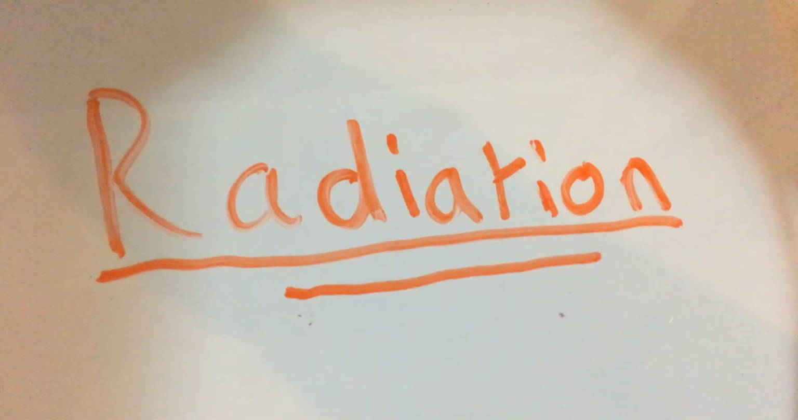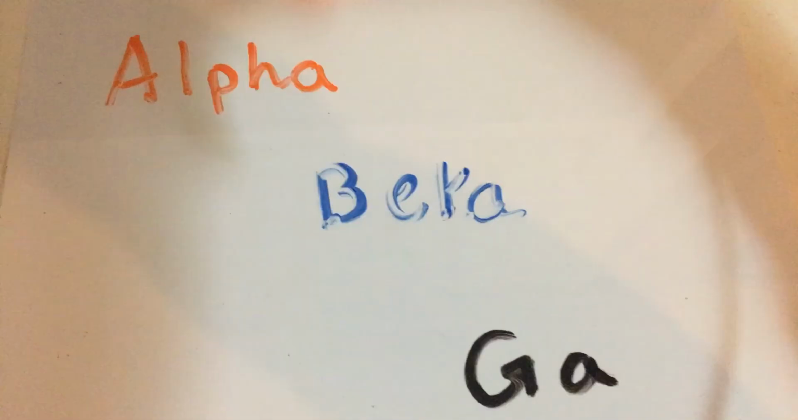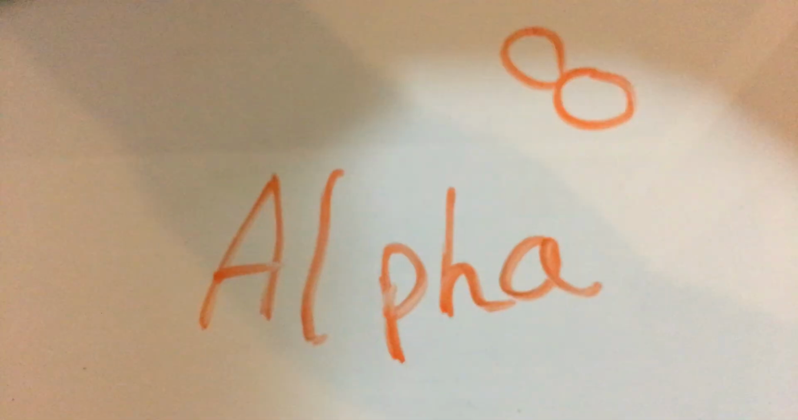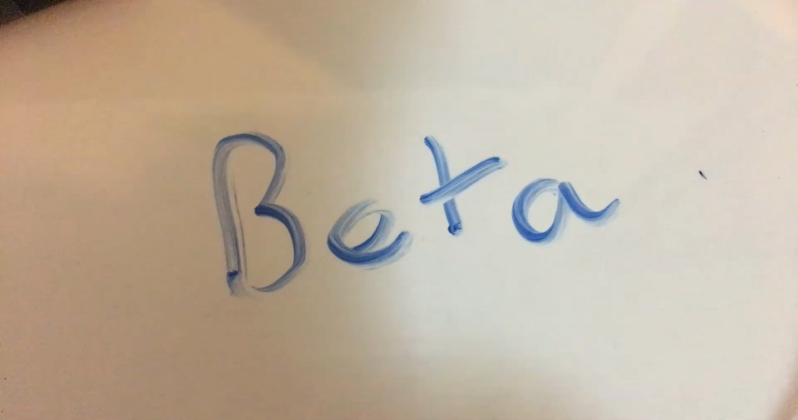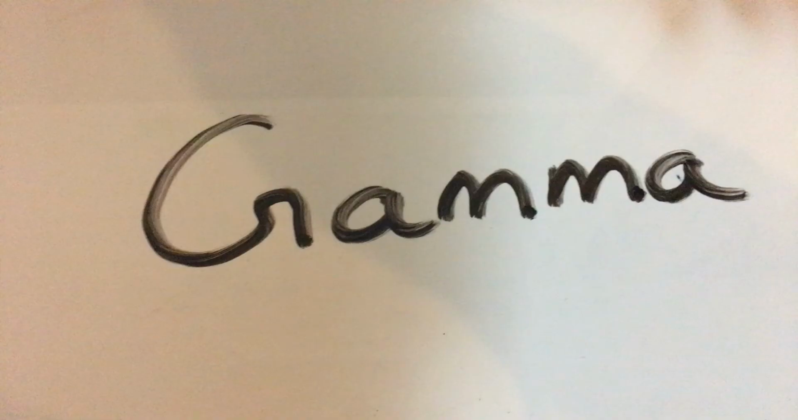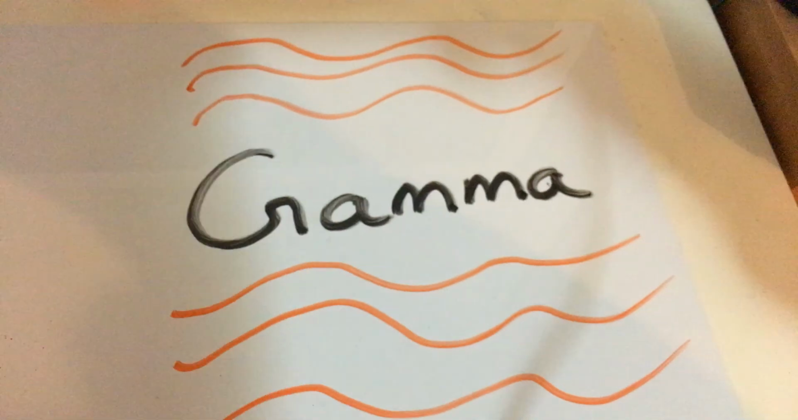Radiation. Radiation comes in three types: alpha, beta, and gamma. Alpha is made up of 2 protons and 2 neutrons. Beta is made up of 1 electron. And gamma is made up of waves. Gamma is the most dangerous version of radiation.